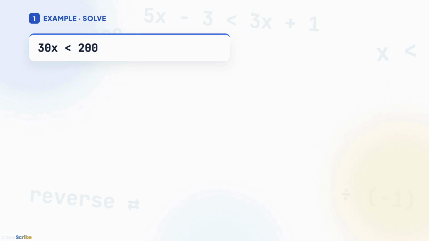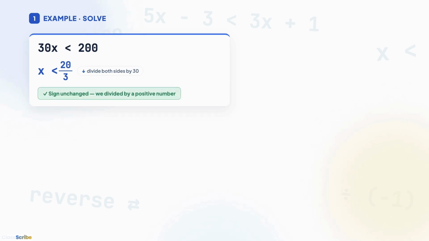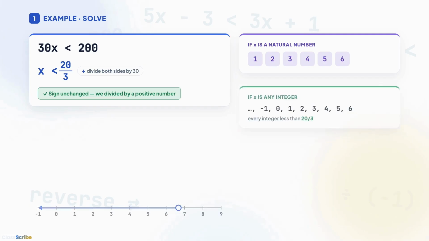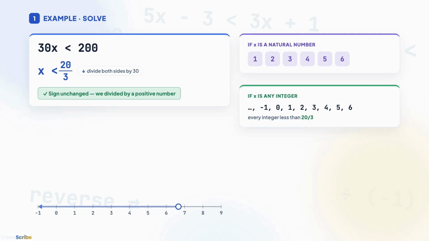Now let's solve our first inequality. Consider 30x < 200. Dividing both sides by 30, which is a positive number, gives x < 20/3. Notice that the inequality sign did not change because we divided by a positive number. If x represents natural numbers, the possible solutions are 1, 2, 3, 4, 5, and 6. If x represents all integers, then every integer less than 20/3 is a solution.